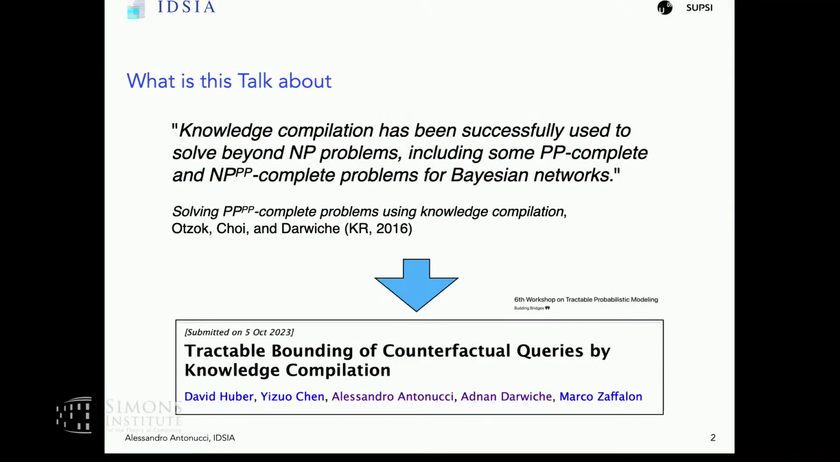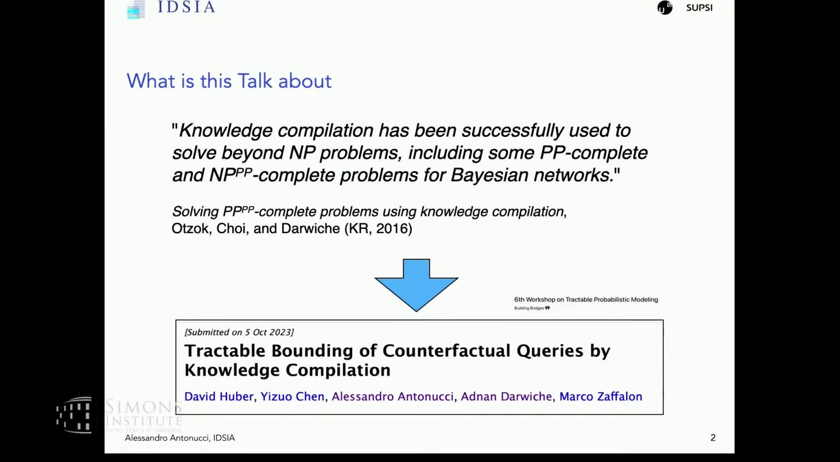To give you a bit more context, this was the original title of my talk, and this is the title of a paper we recently wrote together. I'm Alessandro, I'm from IDSIA, which is a Swiss AI lab. I wrote it together with my colleagues at IDSIA, Marco Zaffalon and David Huber, who is a student in our group. This is a joint collaboration with the group of Adnan Darwiche and Haiying Huang, who is a student of Adnan. And I think this sentence I stole from an old paper by the group of Darwiche is kind of telling what we are trying to do.